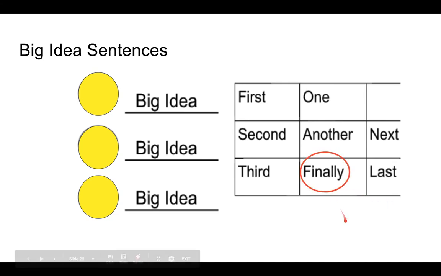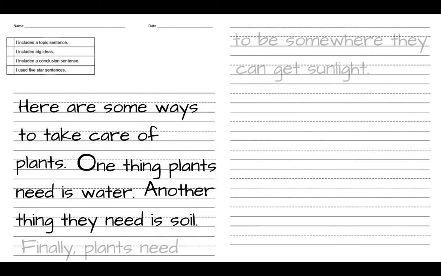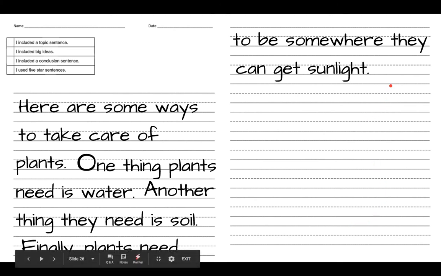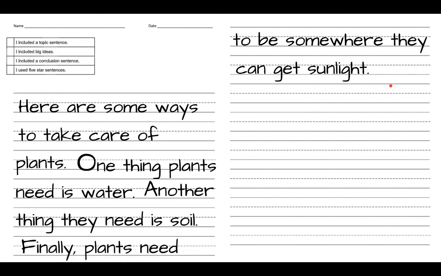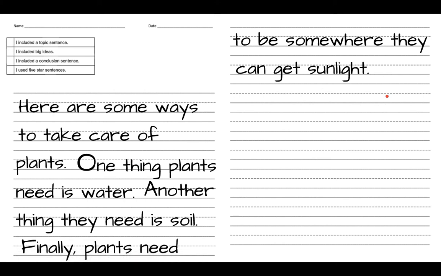I'm going to choose finally, and then I'm going to talk it out. So I want my sentence to say, finally, plants need to be somewhere they can get sunlight. Now that I've talked it out, I can write it. Finally, plants need to be somewhere they can get sunlight. So I have that full sentence again, making sure it starts with a capital letter, ends with a period. Those are two major things that first graders tend to miss when they are writing their big idea sentences.